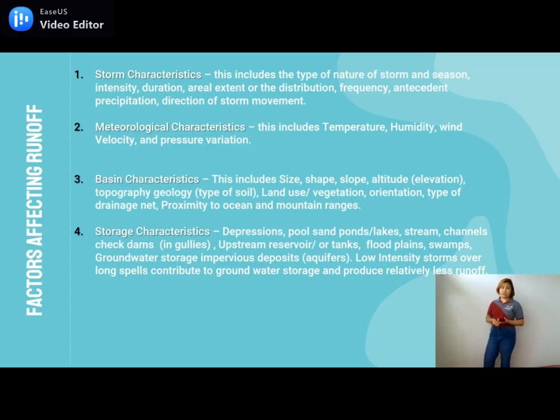So fourth is the storage characteristics. So the depression, pools and ponds or lakes, the stream channel, check dams or upstream reservoir or tanks, floodplains, swamps, groundwater storage of impervious deposits or aquifers. Low intensity storms over long spells contribute to groundwater storage and produce relatively less runoff.